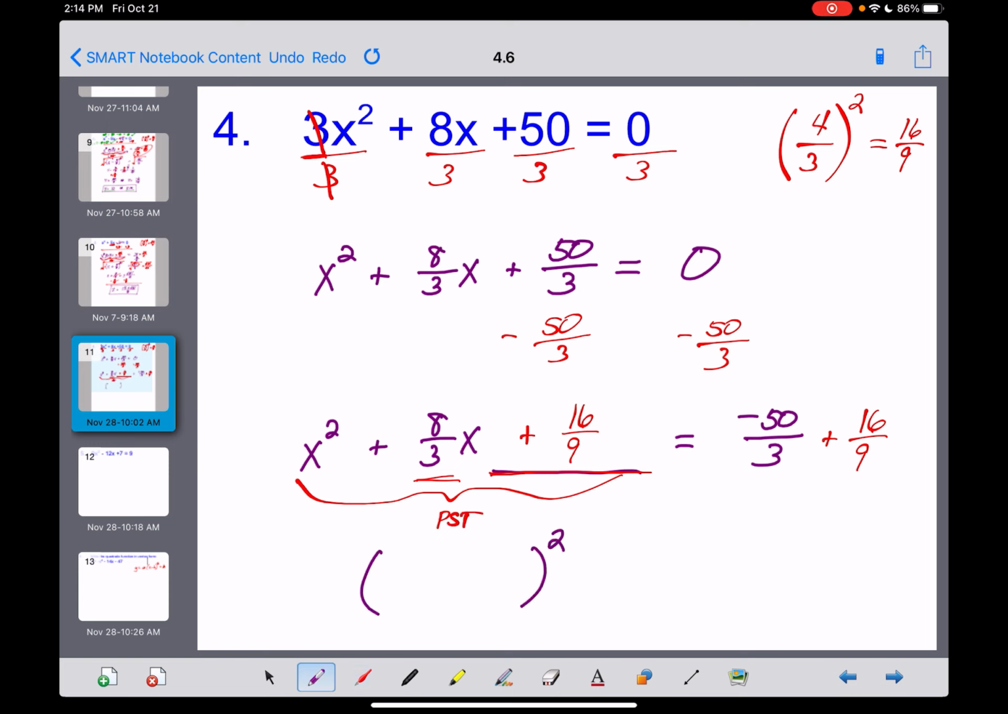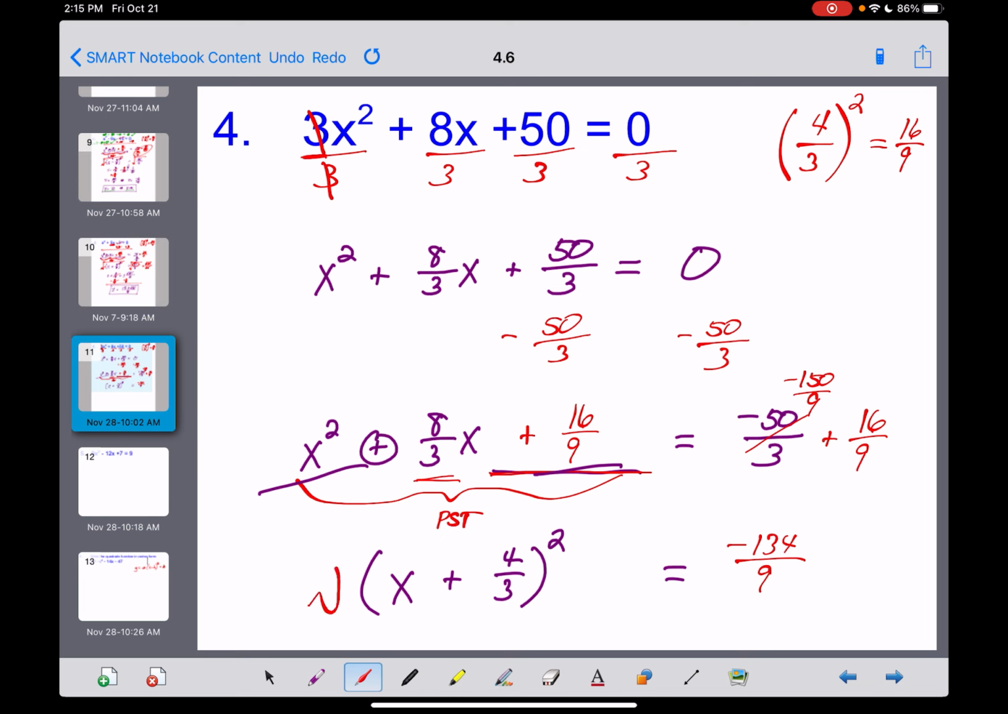So it factors into a single binomial squared. What's the square root of x squared? X. What's the square root of 16/9? That's going to be 4/3, and with that plus, we put a plus right here. So the left side becomes x plus 4/3 squared equals, and I wouldn't mind at all if you guys went to your calculator here and put that one in there. But this one, let's see, your common denominator would be 9, so that's negative 150/9 plus 16/9. Now we end up here with a negative 134/9. And I just realized something weird is about to happen.